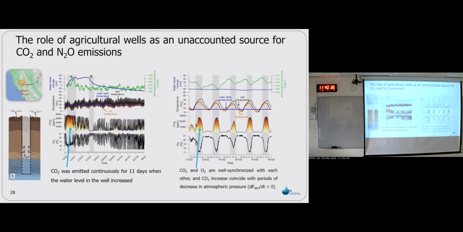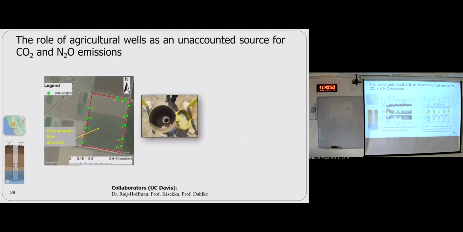Okay, I'll skip this due to time, but I'm just showing the same axis. I'm showing what is controlling these emissions, which is changes in atmospheric pressure or temperature changes, but if you want, I can talk about it later in the break.